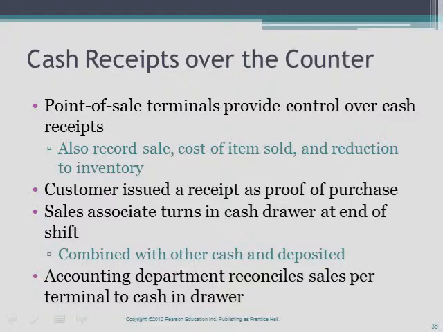So let's imagine a cash receipt over the counter in a department store. The point of sale terminal provides control over cash receipts while also recording the sale and relieving inventory for the appropriate cost of goods sold. For each transaction, a sales associate issues a receipt to the customer as proof of the purchase. The cash drawer opens when the sales associate enters a transaction. The machine electronically transmits a record of the sale to the store's main computer. At the end of each shift, the sales associate delivers his or her cash drawer to the office, where it's combined with cash from all other terminals and delivered by armored car to the bank for deposit. Later, a separate employee in the accounting department reconciles the electronic record of the sales per terminal to the record of the cash turned in. These measures, coupled with oversight by a manager, discourage theft.